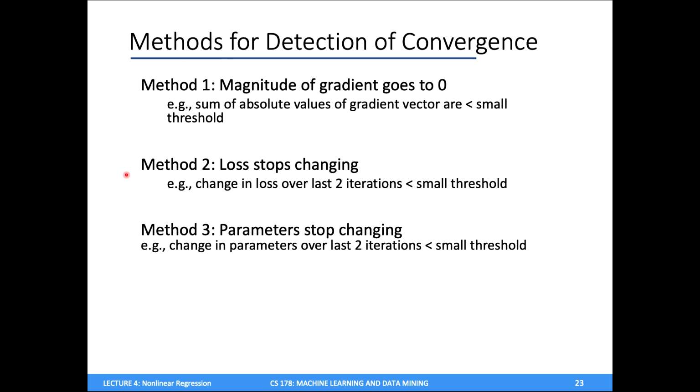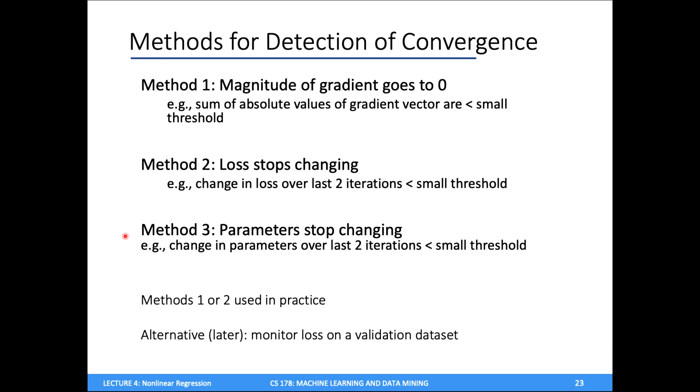The second method you might try is if your loss stops changing. So you can measure the MSE over time, kind of in those loss curves that I showed earlier. And if the change in loss is very small, then this is another way of detecting convergence. A third method that I don't necessarily recommend, but something you could try, is looking at the actual parameters of your model. So if, say, the weights in your linear regression model don't change very much over the last 2 iterations, then again, this could be another method for detecting convergence. And again, methods 1 and 2 are typically what gets used, but method 3 is an alternative if you'd like to try something else out.